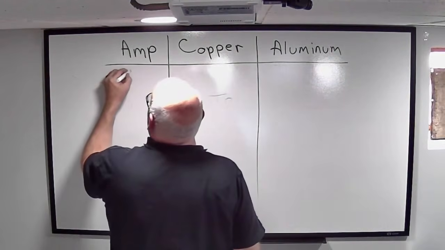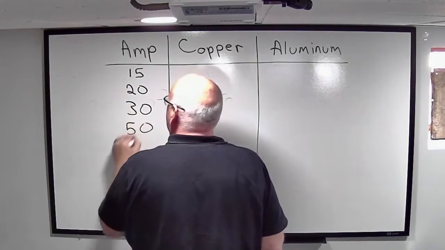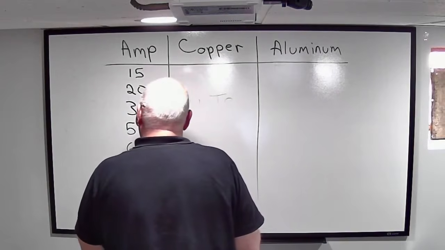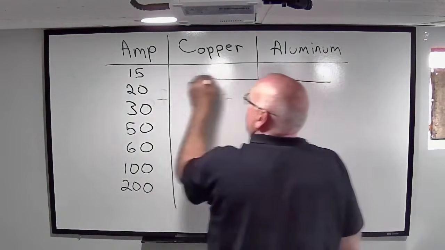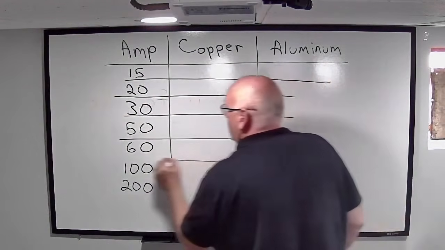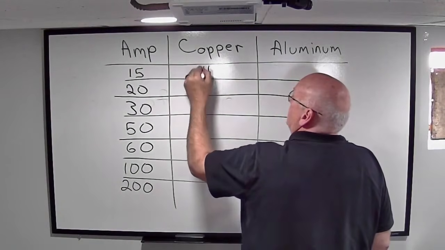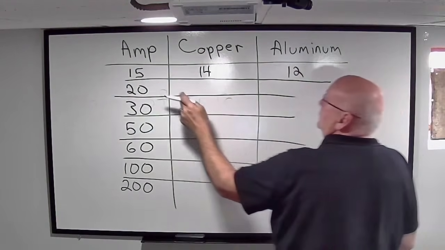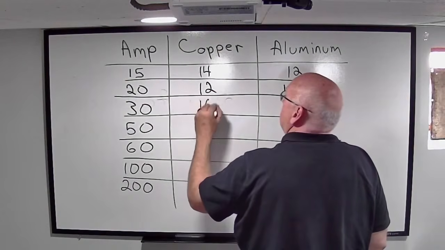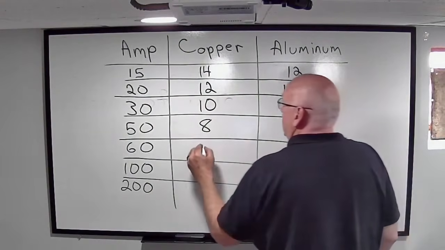So for amperage, we're going to start with 15, 20, 30, we'll jump up to 50, 60, 100, 200. And then we draw some lines through all this. All right, so for a 15 amp, I'm going to need a 14 gauge copper wire or a number 12 aluminum. For 20 amps, I'm going to need a 12 or a 10. 30, I'm going to need a 10 or an 8. 50, I'm going to need an 8 or a 6.